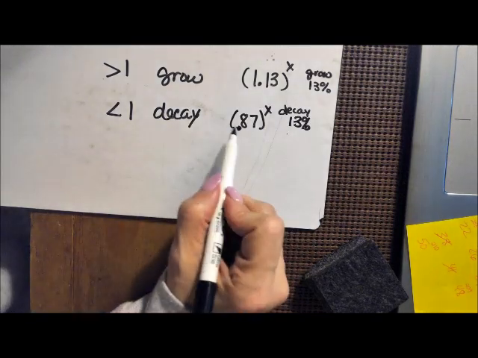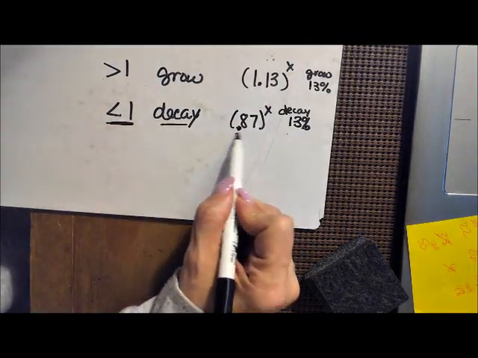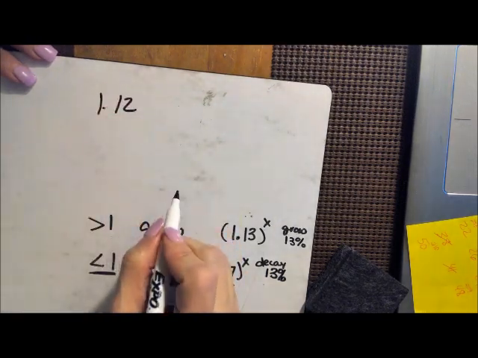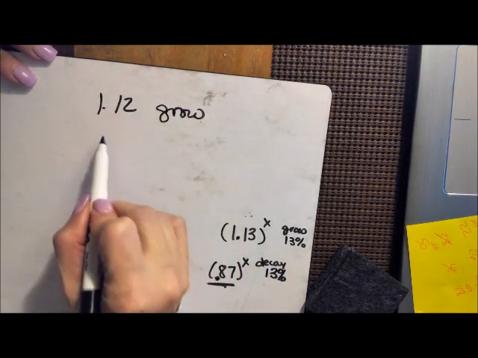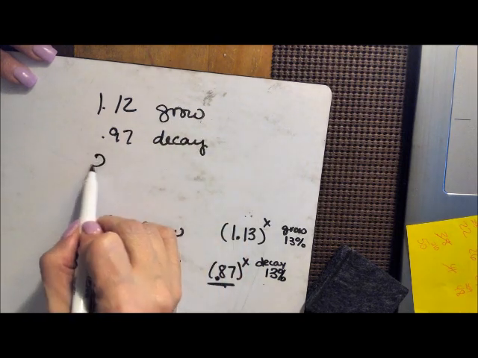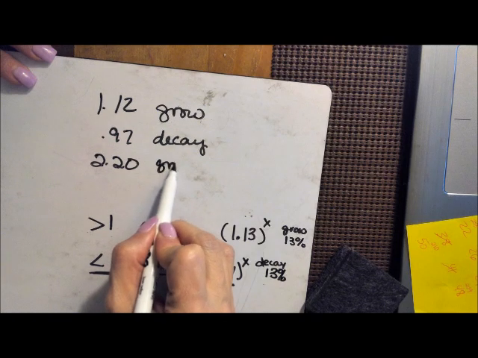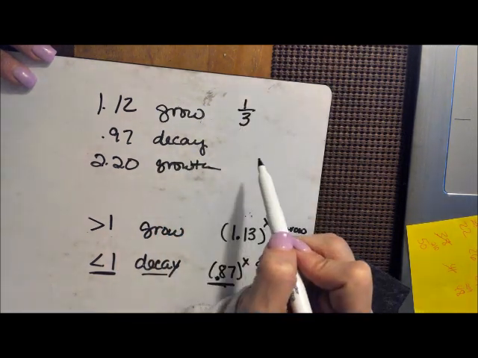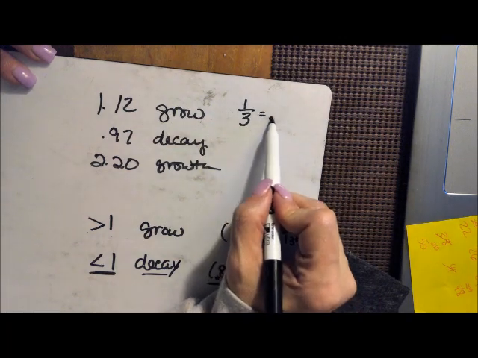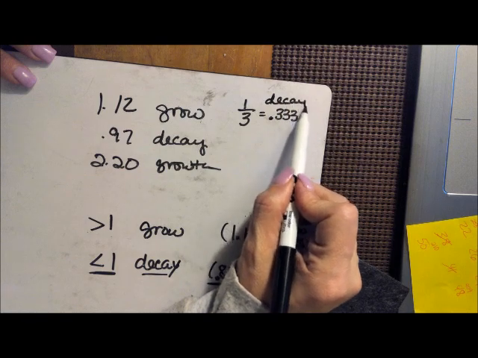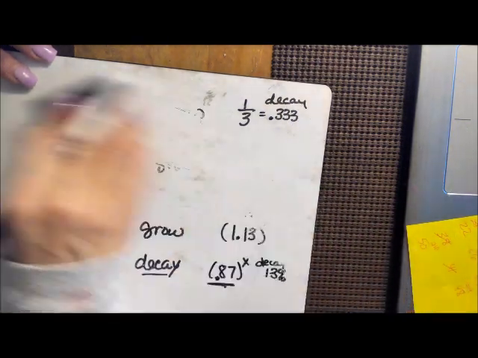Okay, do you see the difference? When you're decaying, you're less than 1. This is less than 1. So I could do real quick. 1.12 would be a growth. 0.97 would be a decay because it's less than 1. 2.20 would be a growth. It's bigger than 1. 1/3. What would 1/3 be? Wouldn't that be 0.333? That would be a decay. So there's different ways I could ask it. Okay, so hopefully you kind of got that in your brain.